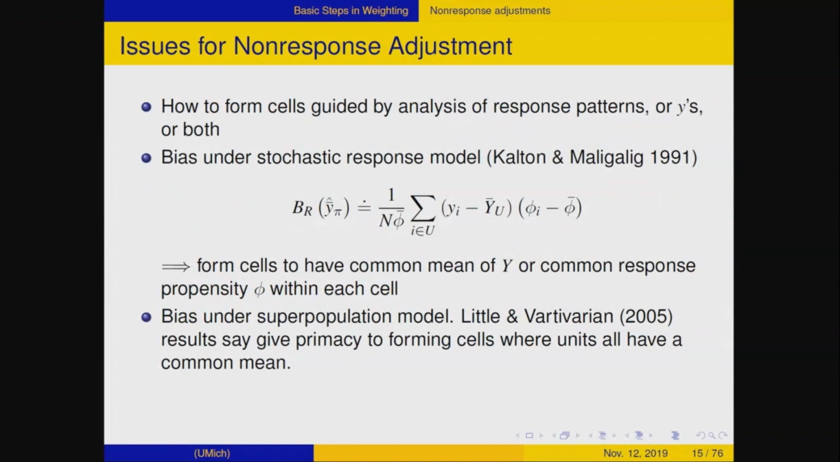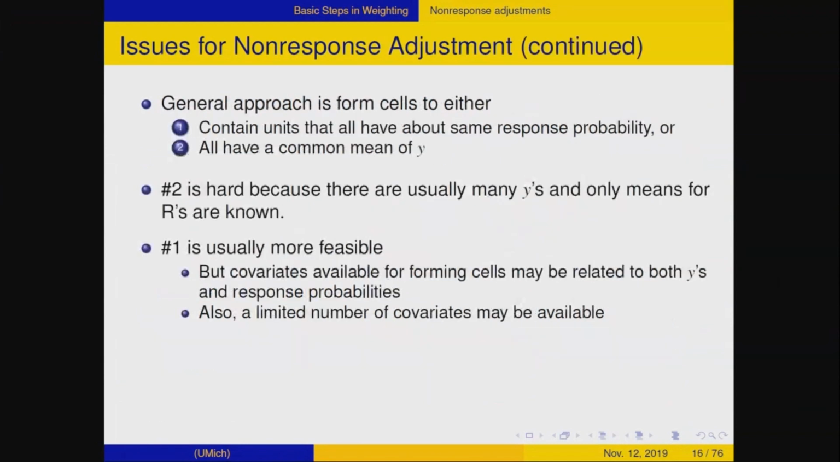The other thing is, if you can estimate the response propensities, these pi's, you could create cells where everybody's got the same response probability, or at least really close to it. And as a practical matter, that's the one that's most doable. Now, as far as the mean square error goes, Little and one of his students, Vartivarian, showed back in 2005 that it's actually most important to get the Y's right, the analysis variables. That's better than getting the response propensities right. But as I say, that's hard to do.